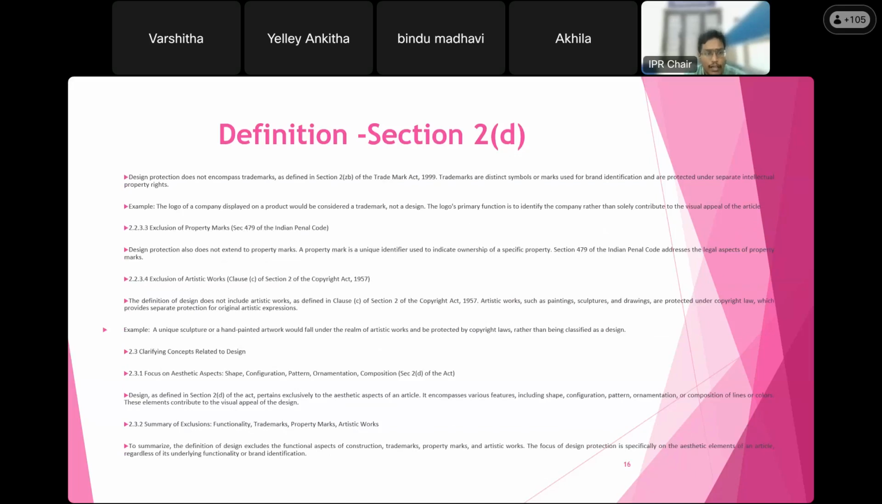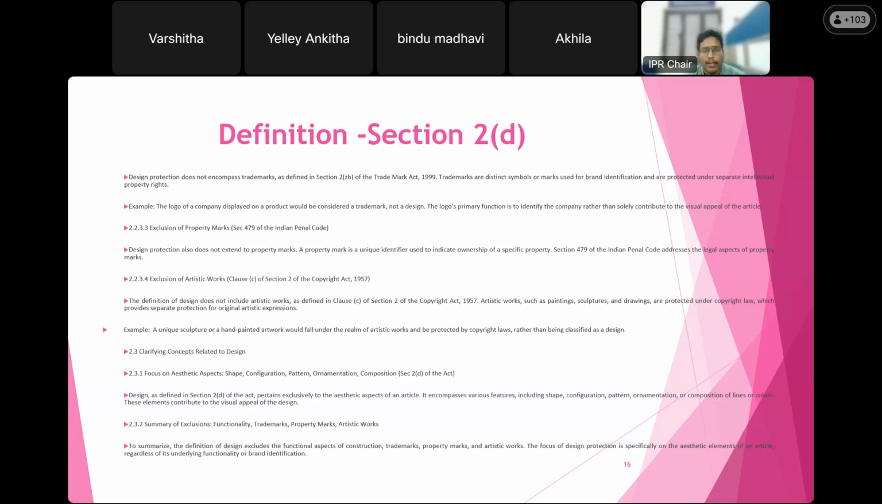If you take the next slide, design protection does not encompass trademarks. As I discussed earlier, it cannot protect a trademark. Trademark is different. You will come to know about trademarks in the next classes, the Trademark Act. So far you guys have come to know the Patent Act only, right?